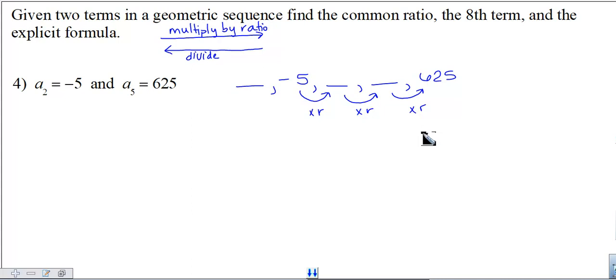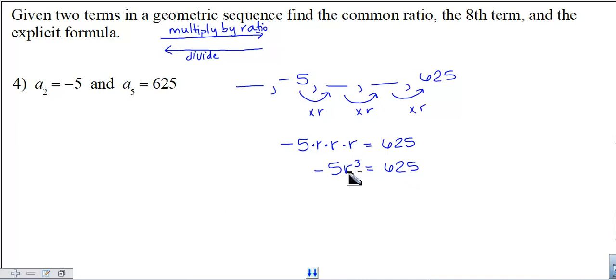I can set up an equation for this. I'm going to take the number that I'm starting with, and if I multiply it times r 3 times, it would look like this. Now you and I both know we don't usually write our r out this way. We would combine these. When you're multiplying a variable, you add its exponents. So multiplying r 3 times would actually be written as -5r cubed. Now that you've simplified this, it's easy to see how to solve.